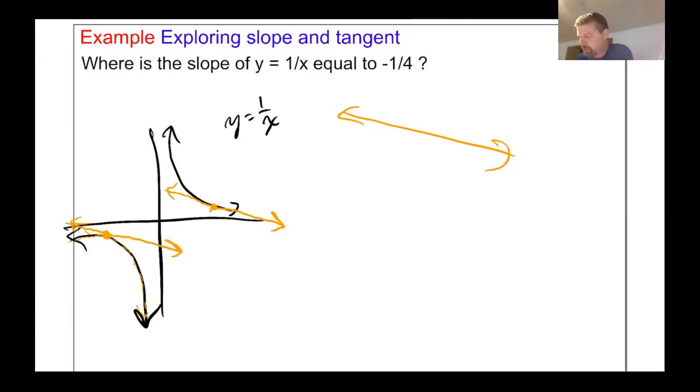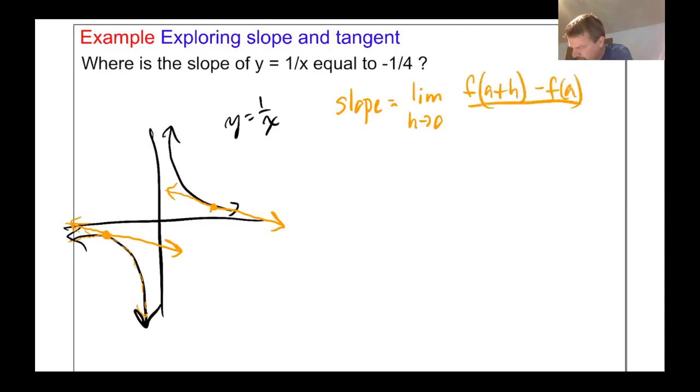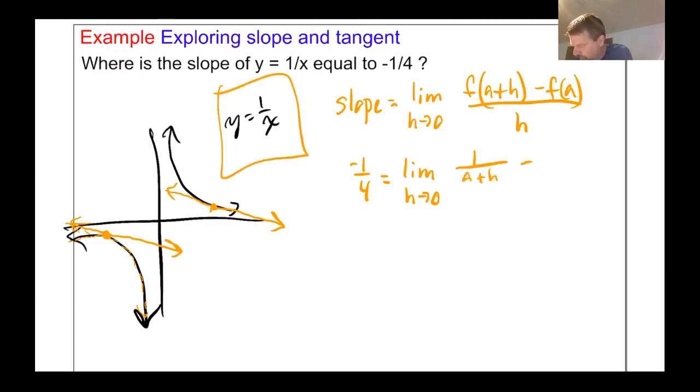To find where those points are, though, let's actually use my slope formula. We know that the slope of a tangent is equal to the limit as h goes towards 0 of f of a plus h minus f of a all over h. In this particular case, I want the slope to be negative 1/4. So negative 1/4 will equal the limit as h goes towards 0 of f of a plus h, plugging that into my function, would be 1 over a plus h, minus plugging the a in, 1 over a, all over h. And then I just try to calculate this limit so that I can figure out when those two are going to be equal to each other.